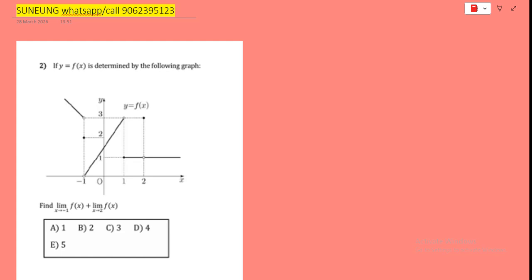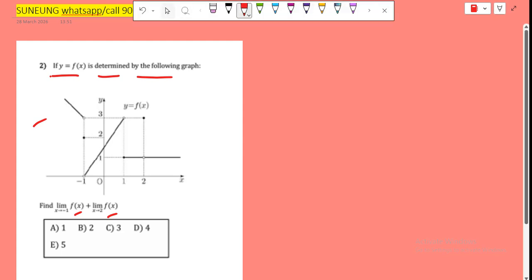Okay, so let's look at the question first. If y is equal to f(x) is determined by the following graph, then find limit x tends to -1 f(x) plus limit x tends to 2 f(x). Okay, and there are literally 5 options. So we have to choose the correct one. Now let's make some space for this.